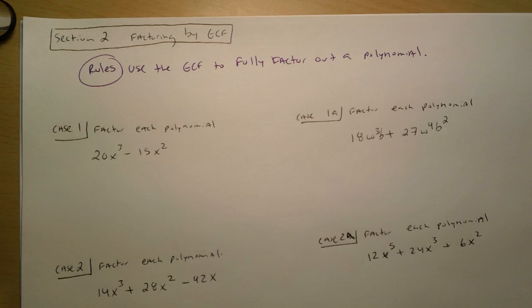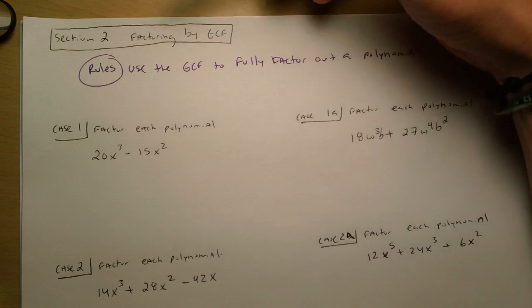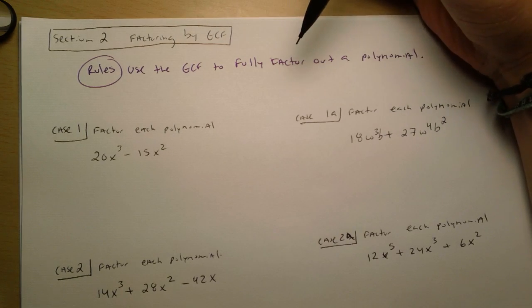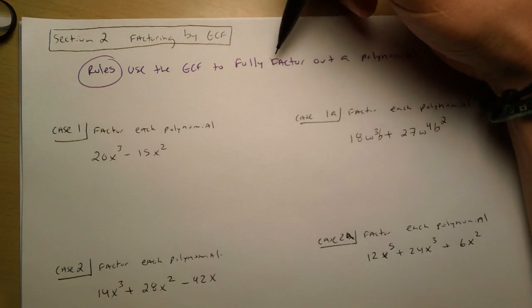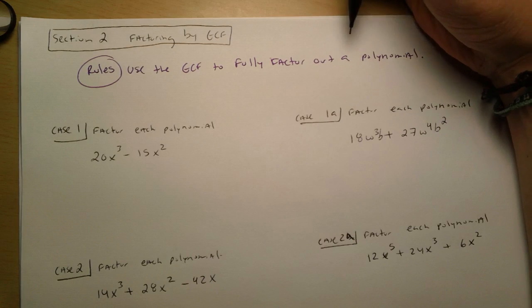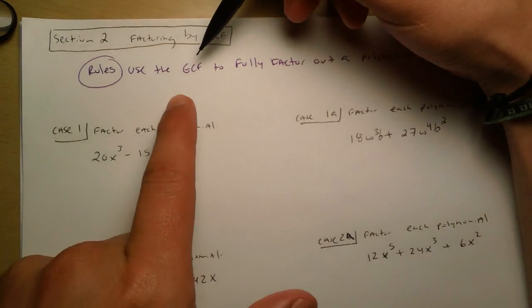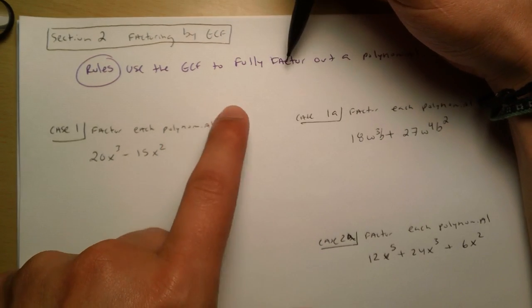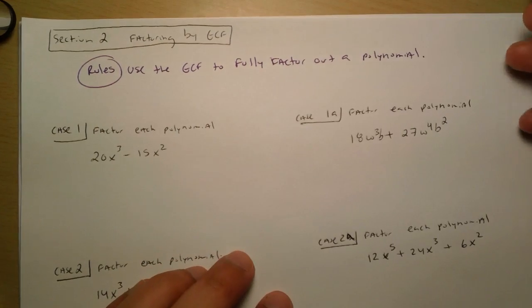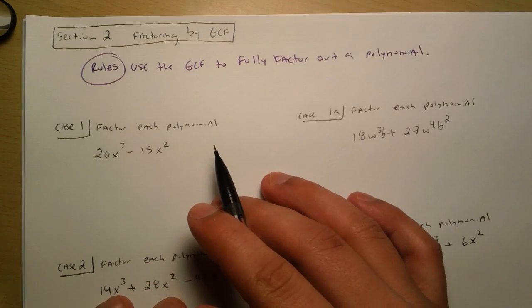Hello everybody. In this video we will deal with factoring by GCF. In other words, we're going to use the GCF to fully factor out a polynomial. Whenever we factor out a polynomial, the GCF multiplied by the final polynomial that we have results in the original polynomial that we had. So I just want to show you with a couple of examples of that.